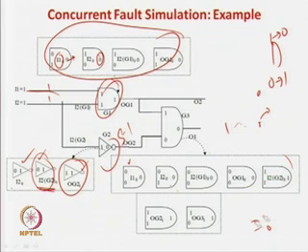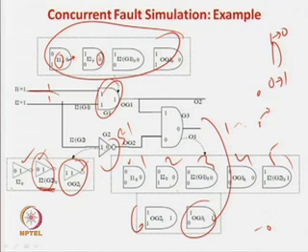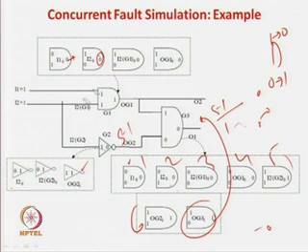So, this fault gets 1 2 3 4 5 6, these 6 are propagated from the previous values, and this one corresponds to a stuck at 1 fault over here. So, this is how we get this fault list concurrently, we generate this one.